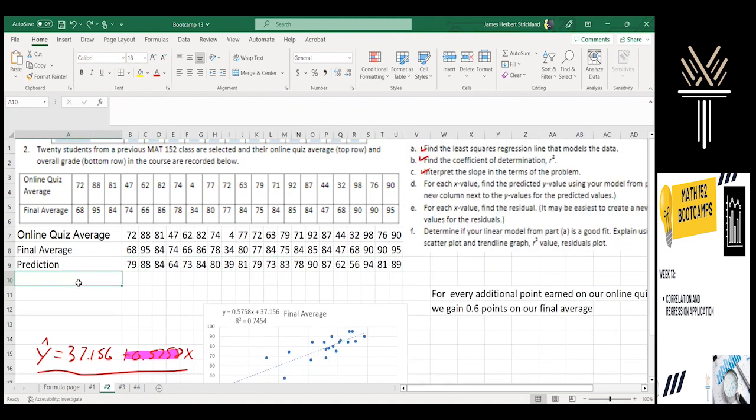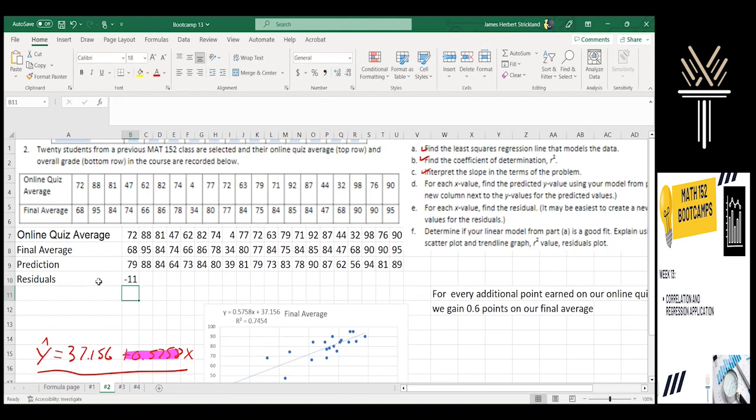And then of course, now we can find our residuals because we know they're going to ask us that in a second. And we'll have our actual score minus the predicted score. Take it all the way across.